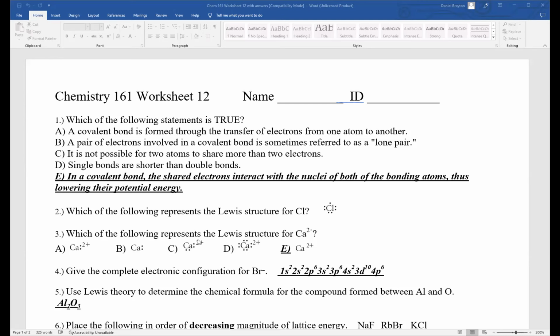Which of the following represents the Lewis structure for calcium 2+? I mean, this is pretty easy. The electrons shouldn't be there. The Lewis structure never shows core electrons, so it's just a 2+.